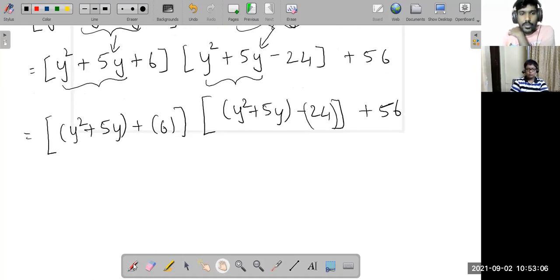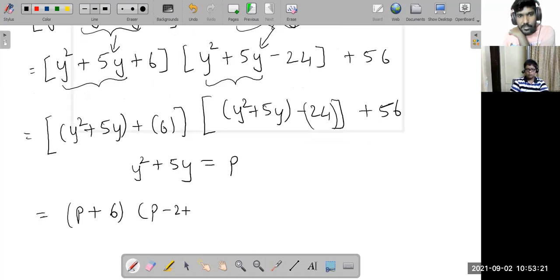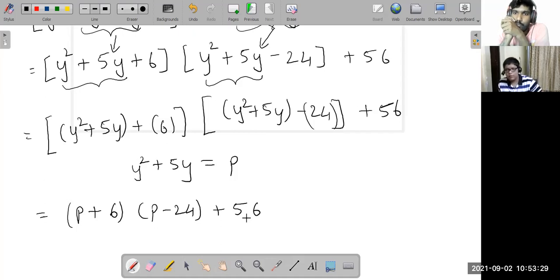Now what we'll do is substitute y square plus 5y as a new variable p. So this changes to p plus 6, p minus 24, and at last plus 56 as it is. Clear? Now multiply these two brackets again.